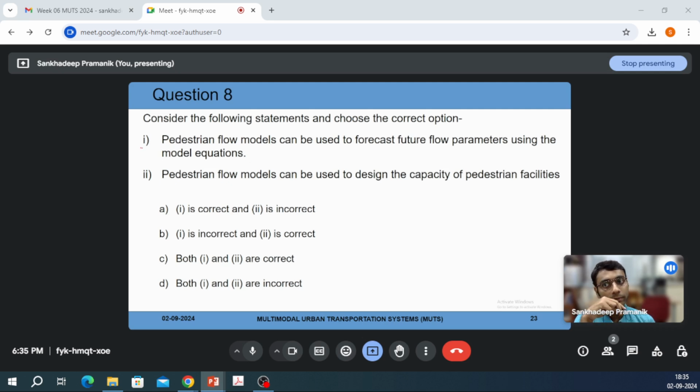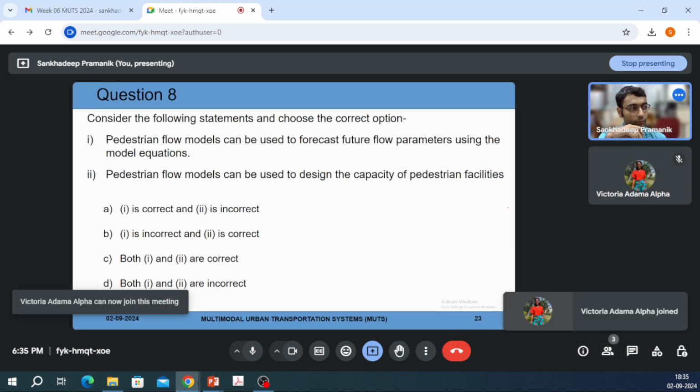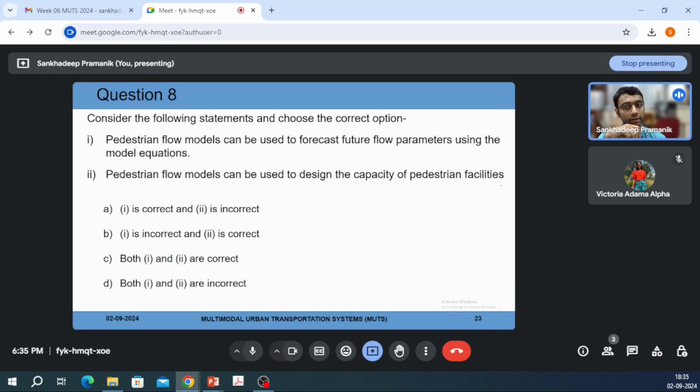So in option 1, pedestrian flow models can be used to forecast future flow parameters using model equations. This is correct. And in the second one, pedestrian flow models can be used to design the capacity of pedestrian facilities. This one is also correct. So option C will be the correct answer.